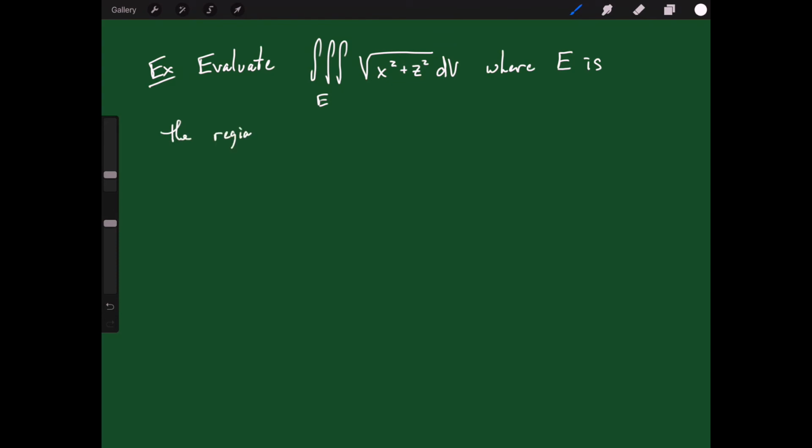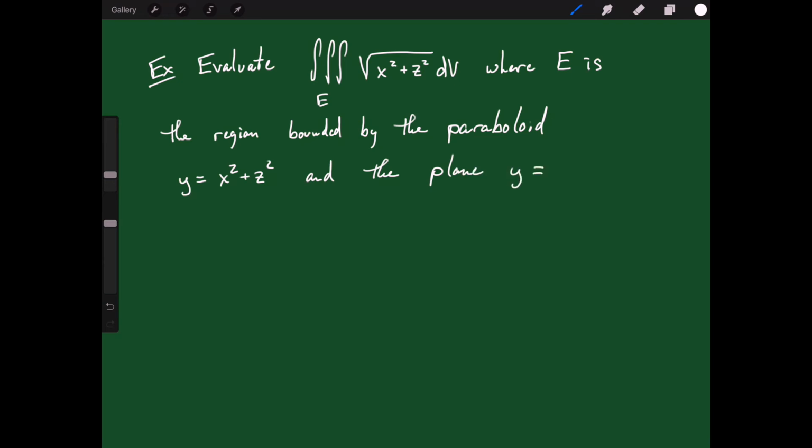So, last example, let's evaluate the triple integral over E of the square root of x squared plus z squared dV, where E is the region bounded by the paraboloid y is equal to x squared plus z squared, and the plane y is equal to 4.